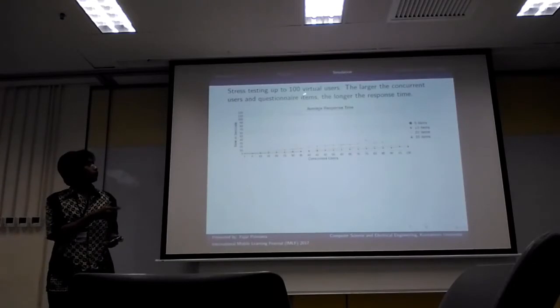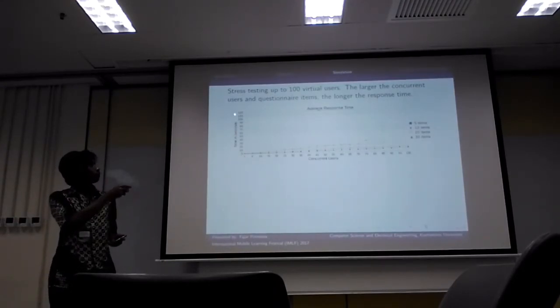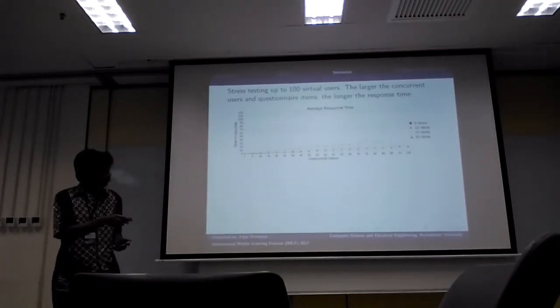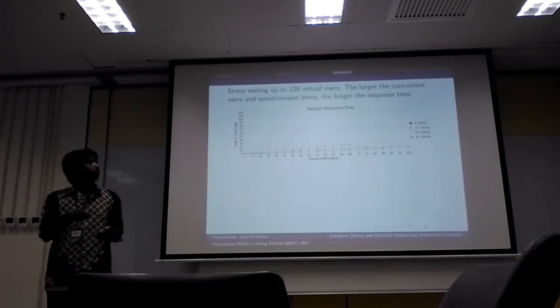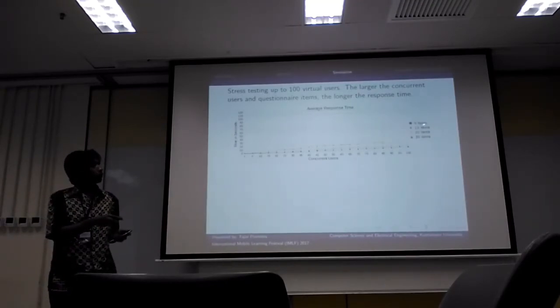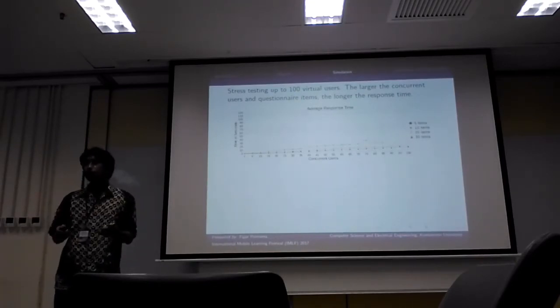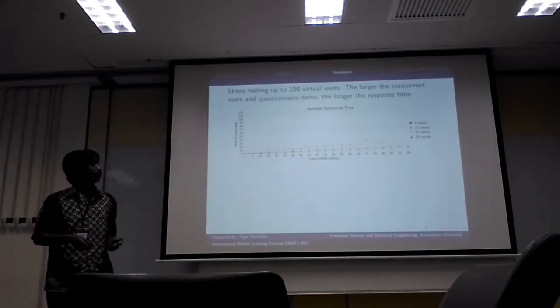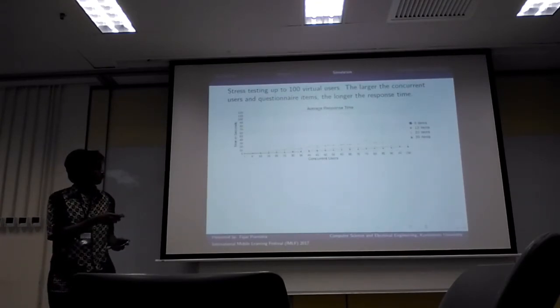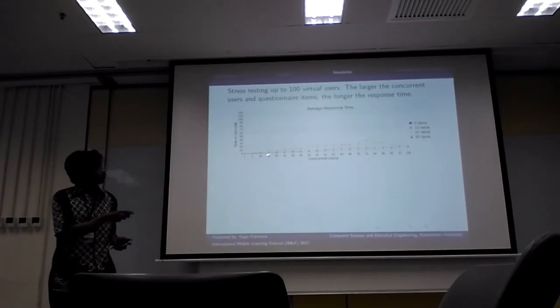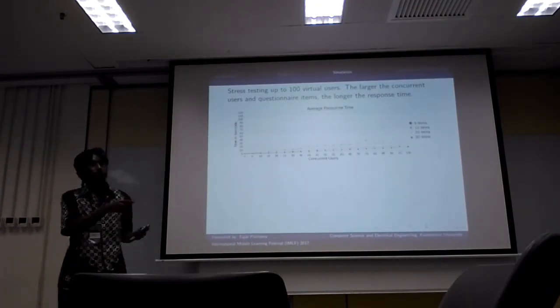So the stress testing goes up to 100 users, incrementally from 1, 5, 10, 15 to 100. And on the vertical axis is the time consumed in seconds. Although it should be only one graph, we found out that the number of items in the questionnaire, or the amount of content, affects the service or response time. But this one is the average response time. Still, it follows the rule that the larger the concurrent users and the questionnaire items, the longer the response time. So the more the users, the more the response time, and the more the questionnaire items, the more the response time.